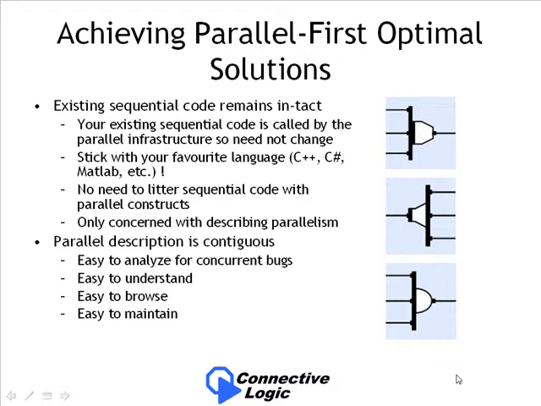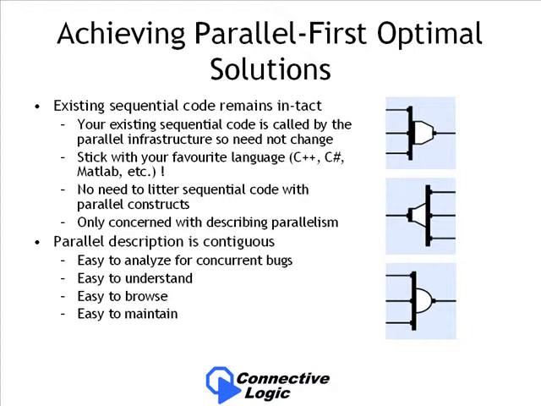A really important benefit is that your existing sequential code remains intact. So because your existing sequential code is called by the parallel infrastructure, it doesn't have to change. And that also means that you can keep it in your favourite language. There's no need to litter your sequential code with parallel constructs. It just runs sequentially. And also we have a separation of concerns. So the Blueprint components are only concerned with describing parallelism, and they do that very well. But equally, your sequential source code is then only concerned with describing sequential activities, which it does very well at.